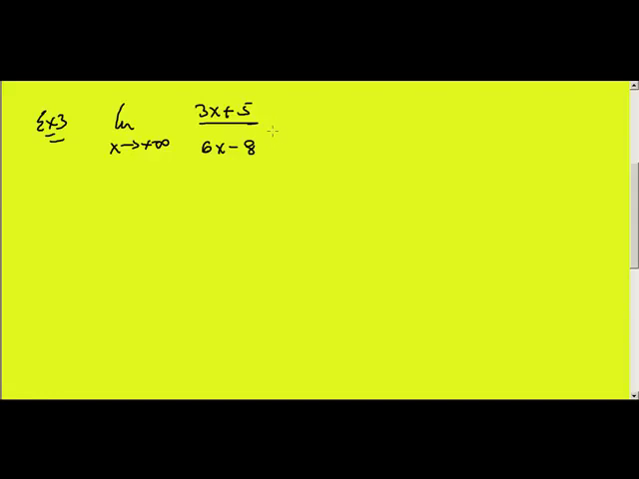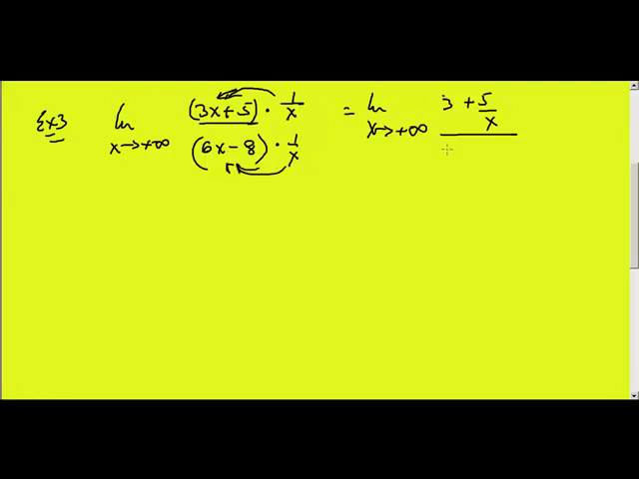To determine what happens when you have a fraction, we're going to take the highest power of x, whether it's on the top or the bottom, and multiply by 1 over that. So 1 over x, but if I do that, I have to multiply the bottom by 1 over x also. When I multiply this through, this will look like the limit as x goes to positive infinity of 3 plus 5 over x, all over 6 minus 8 over x.